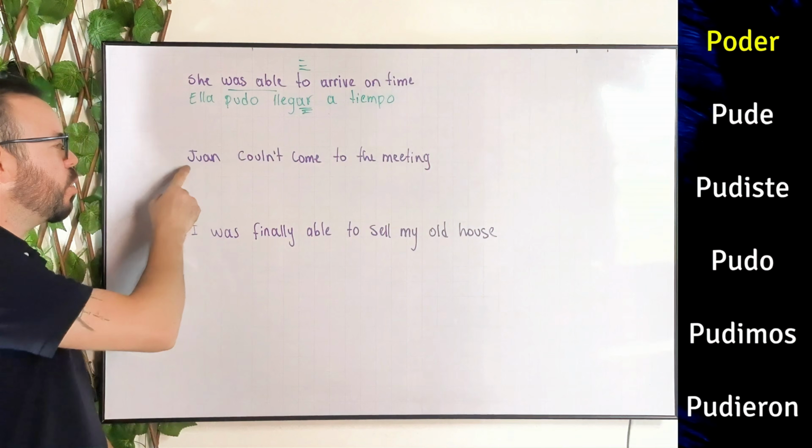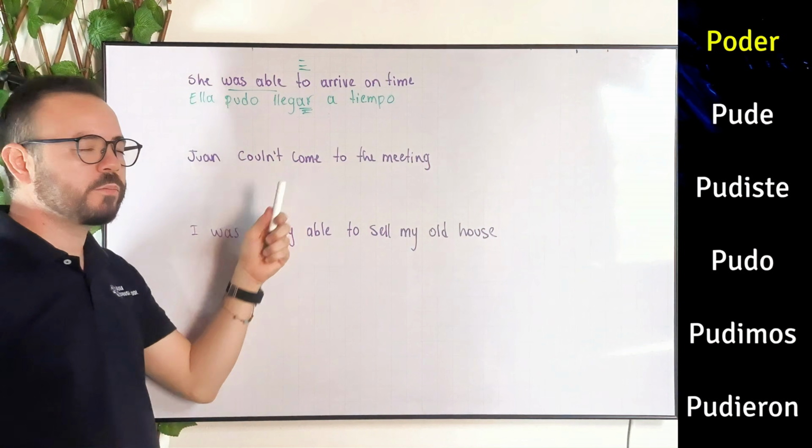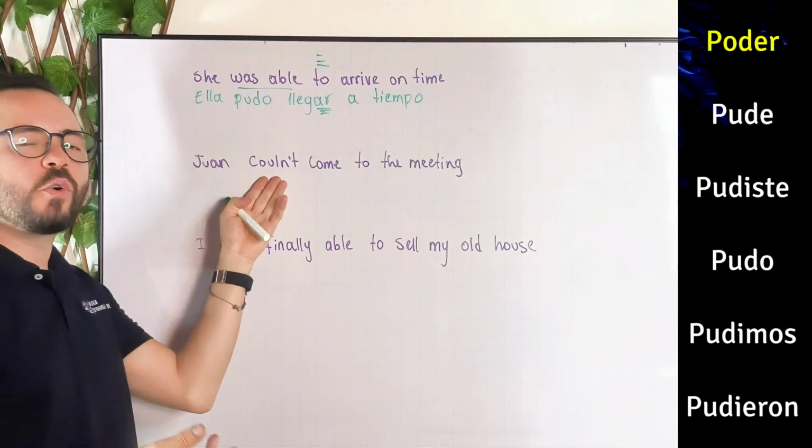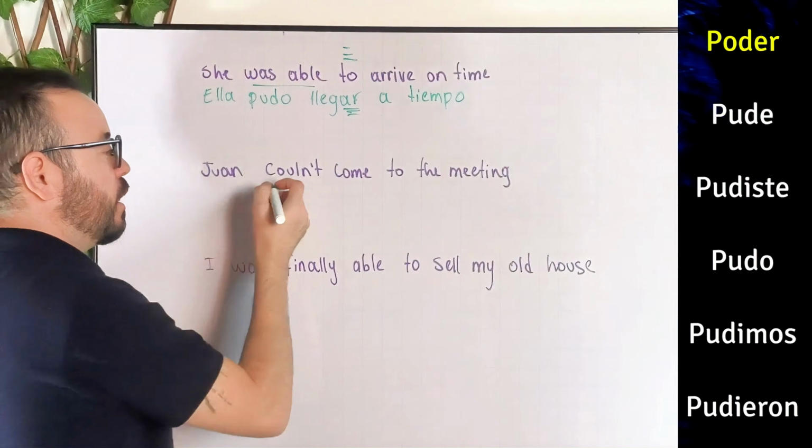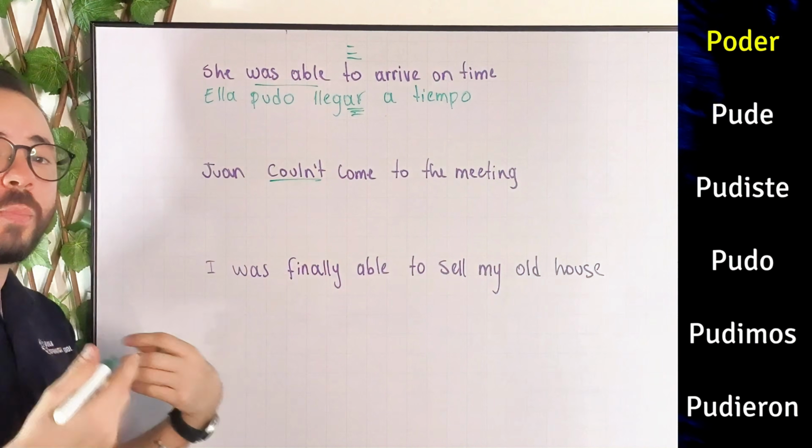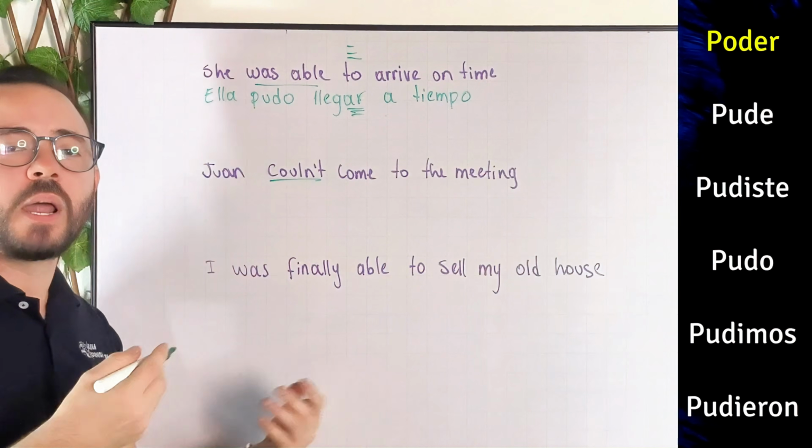That's it. Now let's go with this negative form. Juan couldn't come to the meeting, okay? So how do we say couldn't? Let's just keep in mind, this couldn't is just the verb to be able. It's just the verb poder, but in past tense.